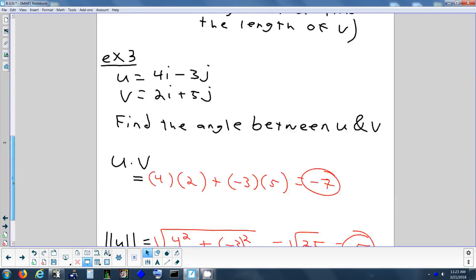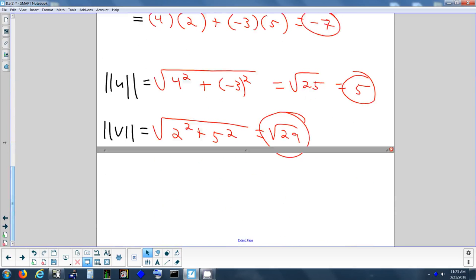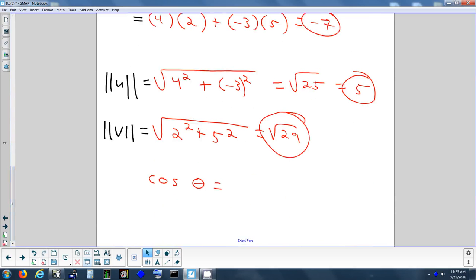Cosine of theta equals the dot product over the product of the magnitudes. So the dot product is negative 7. And the product of the magnitudes, 5 square root 29. Now that's not theta. That's not the angle. That's the cosine of the angle.